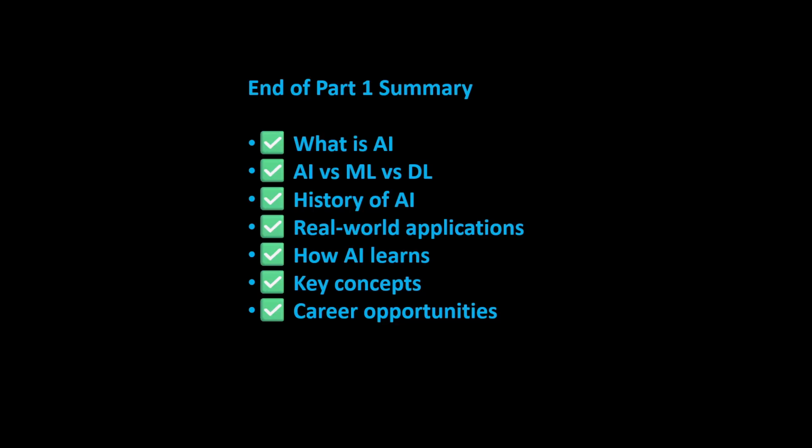So let's end this part. What we have learned is AI versus machine learning versus deep learning. Then we discussed the history of AI. Then we saw real-world applications. Then we discussed how AI learns with an example, some key concepts that you will hear a lot throughout the course, and career opportunities with roles.